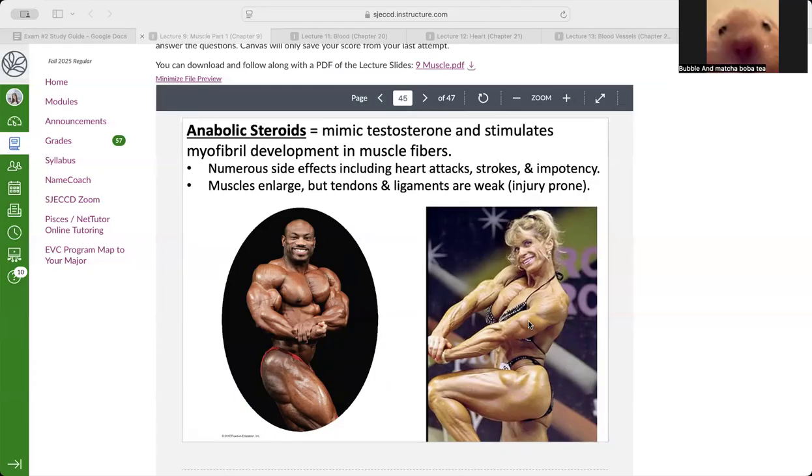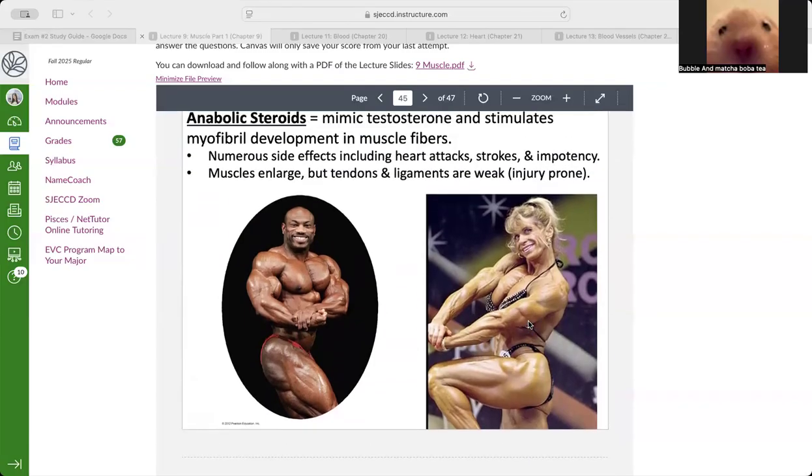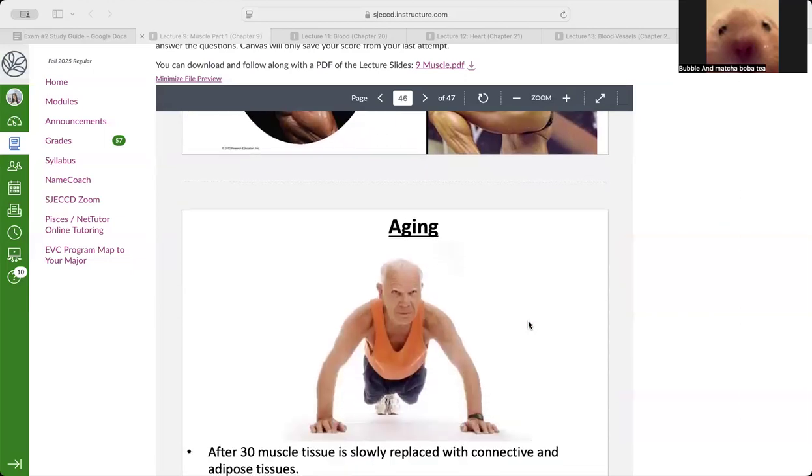While females start to thicken, they look like men. Their voices drop, they develop beards, they get male pattern baldness, and their clitoris enlarges because it's embryologically related to the male's. So, a lot of side effects. And also, since they're not doing it naturally, muscles can enlarge, but the tendons and ligaments are weak.